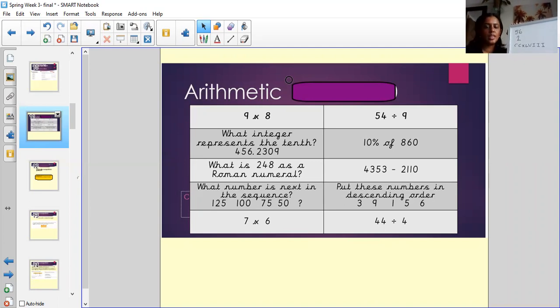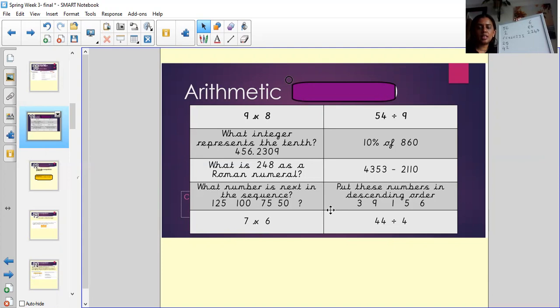So it's going down each time 25 by 25. So if we take 25 away from 50, the answer will be 25. And 7 times 6 equals 42. And 54 divided by 9 equals 6. 10% of 860 is 86. 4,353 take away 2,101 is 2,243.